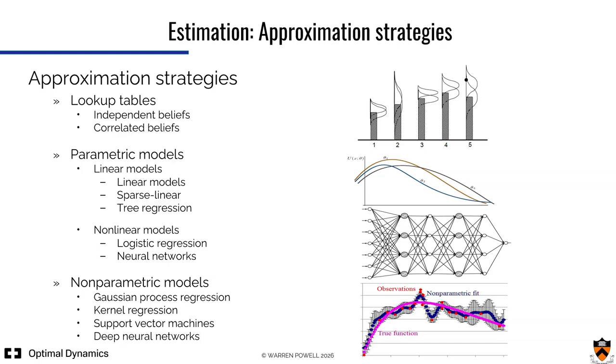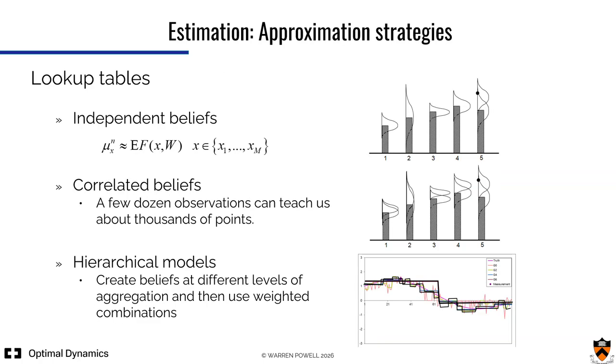Okay, quick overview of approximation strategies. There's three broad classes of approximation strategies: lookup tables, parametric models, which can be linear and nonlinear, and non-parametric models. Let me step through each of these. So lookup tables, let's say I have 5 choices and I have an estimate of the performance of each choice. These might be 5 different catalysts or 5 different people or 5 different drugs when I'm treating a patient. And when I observe one, I learn nothing about the others.